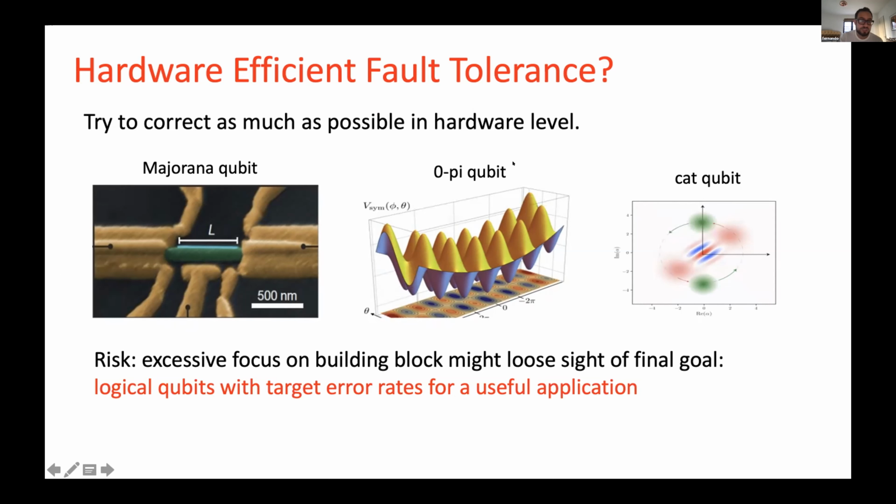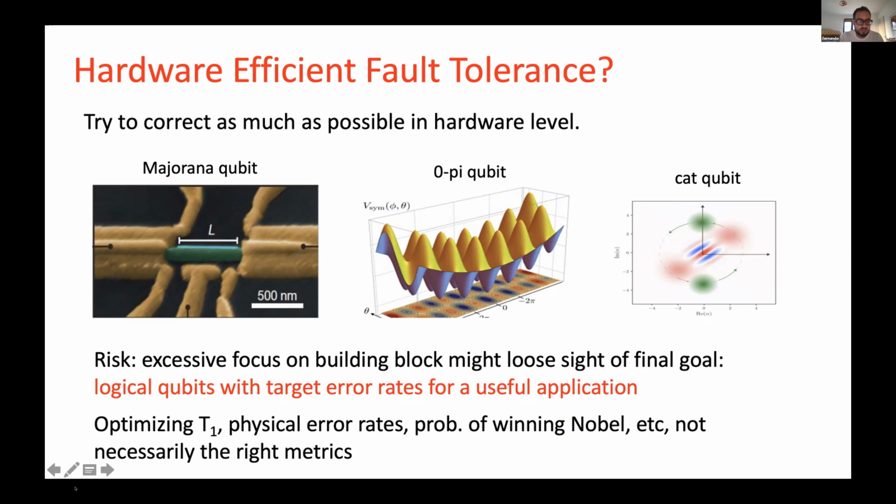So what is the risk, right? Whenever we start thinking about this, if you put excessive focus on just the building block, we might lose sight of the final goal, which is that we want to have a logical qubit with a target error rate, with which we can run some useful application that we're interested in, right? So in this paper, there are a lot of people, and in the end it was a long paper because we tried to do this exercise, right? We really tried to think about the particular scheme that I mentioned to you, but from end to end, and really see how everything comes together. And we learned it's very tricky, right? There can be many dead ends, and I'll mention some of the limitations that we found as well.